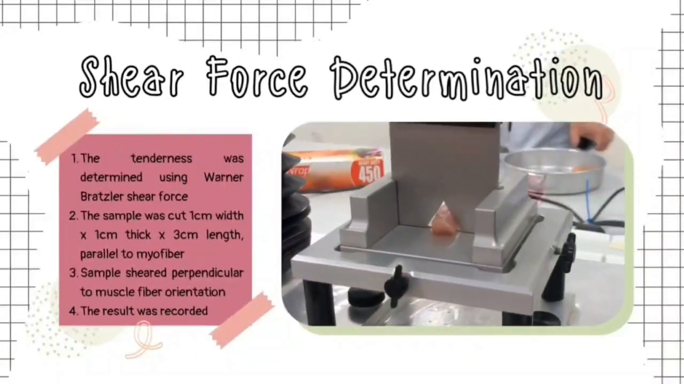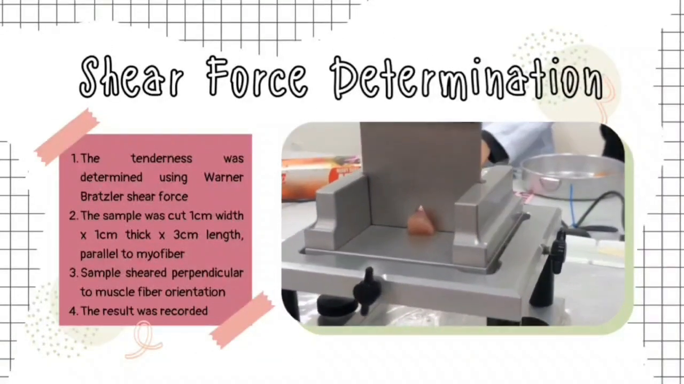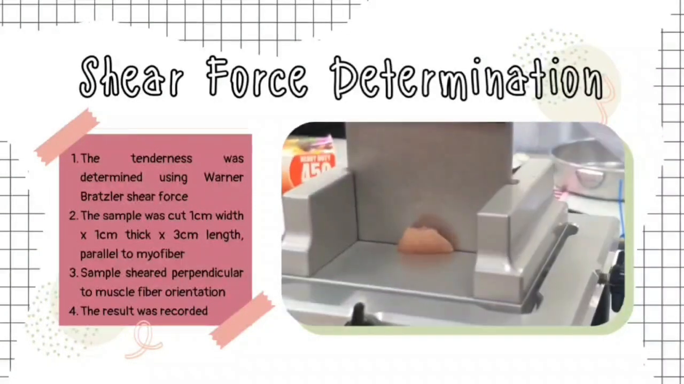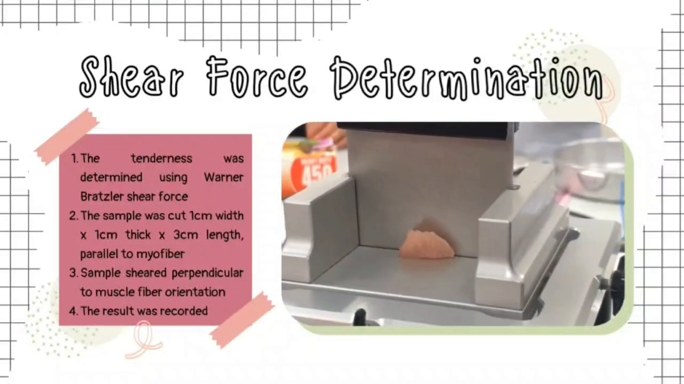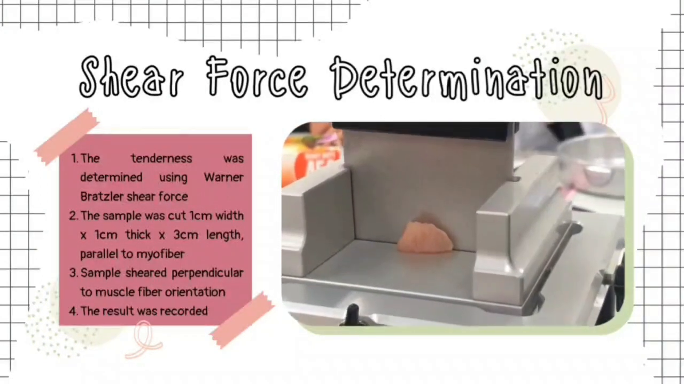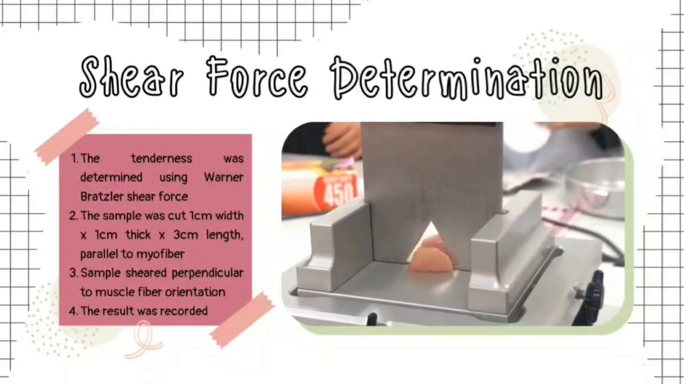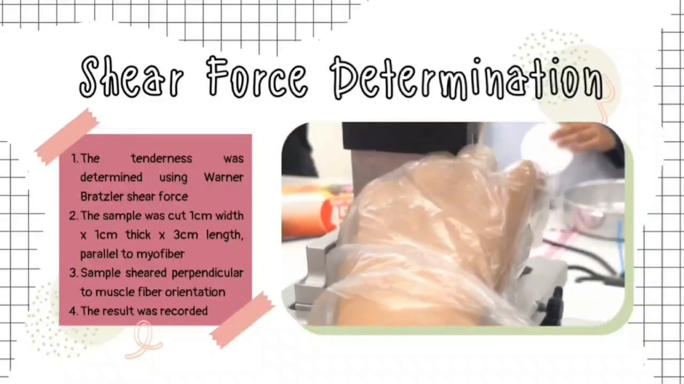Lastly, samples were subjected to shear force determination by using a Warner-Bratzler shear force instrument. Here, the work of shear, which represents the toughness of the samples, will be obtained. The samples were cut to 1 cm width, 1 cm thick and 3 cm length, which must be parallel to the myofiber. Samples were sheared perpendicular to muscle fiber orientation.